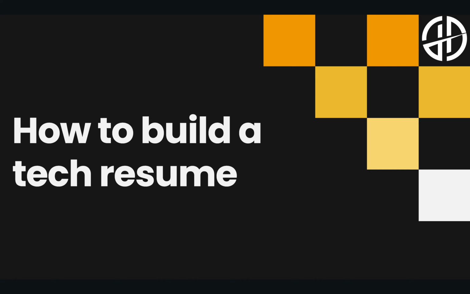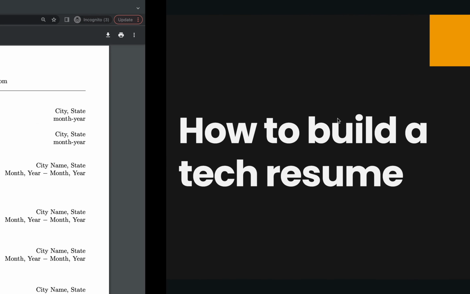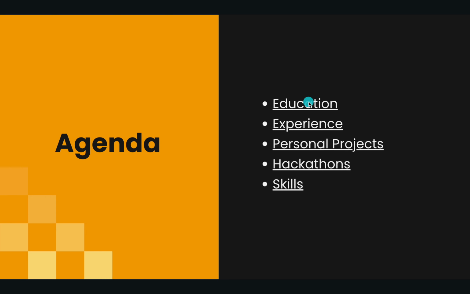Today we'll be talking about how to build a technical resume. So a technical resume consists of mainly 5 sections. It starts off with education, experience, personal projects, hackathons, which can also be a part of the personal projects, and your skills. And each section has its own requirements, and we'll be walking over all of that.